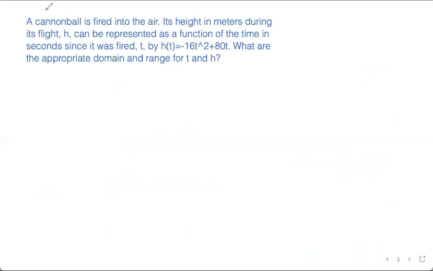Let's go to a situation where we have a word problem. So there's a little bit of real world context, and I'll give you a moment to read this one.